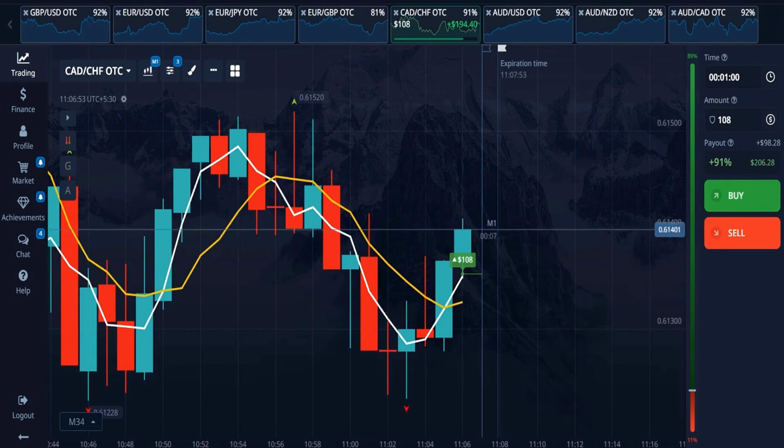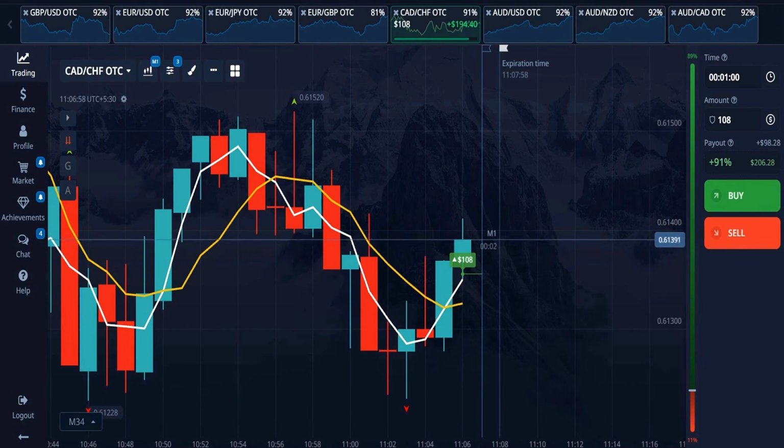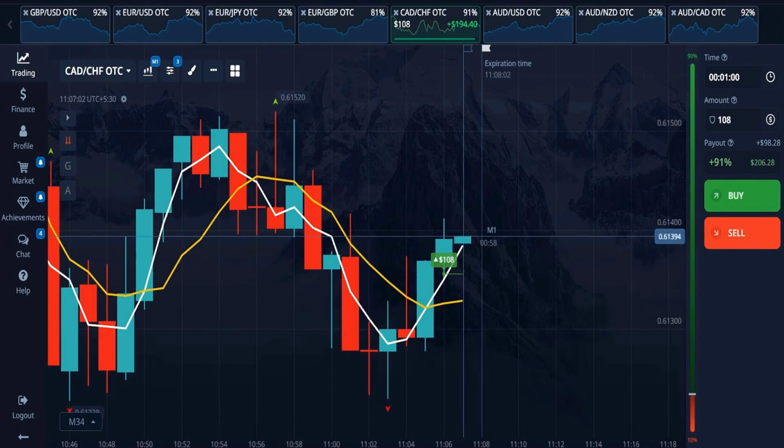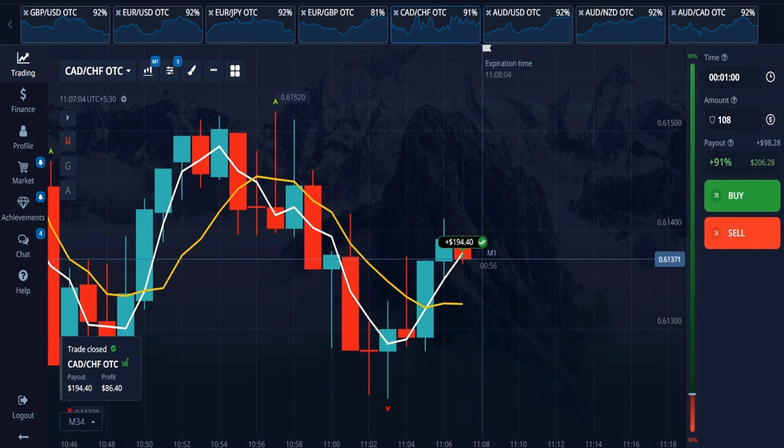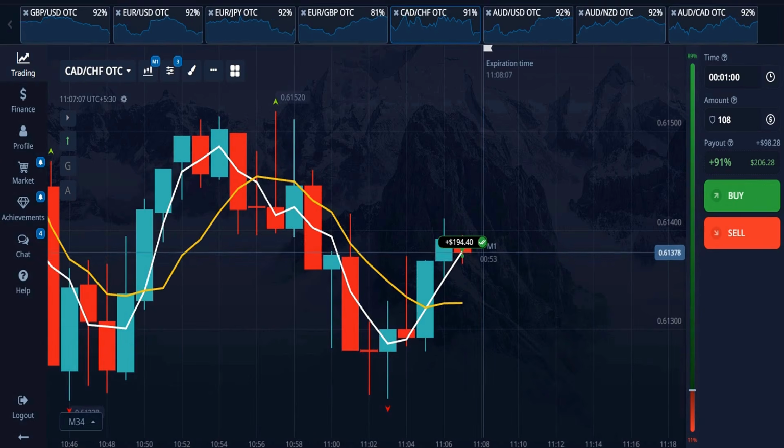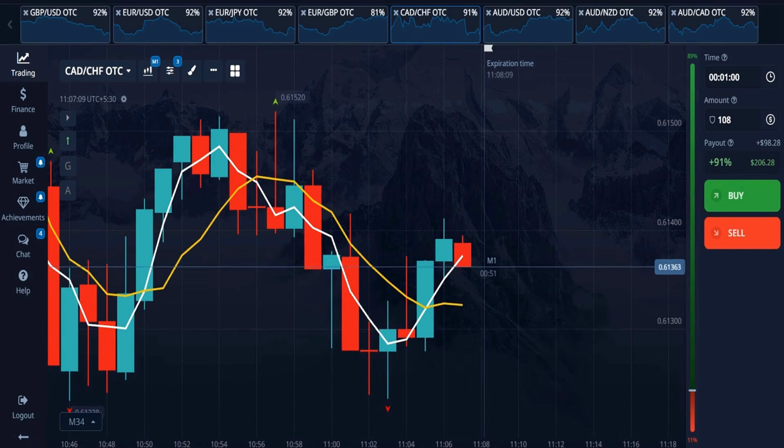And now, let's see how our trade has performed. Yes, we won this trade, which is a great example of how sticking to the rules of a strategy can lead to successful results. By waiting for all confirmations and using the right settings, we've executed a high-quality trade.